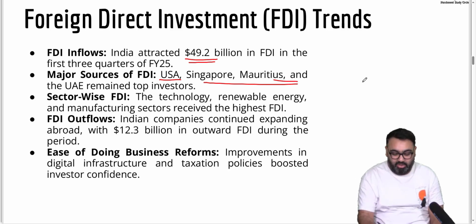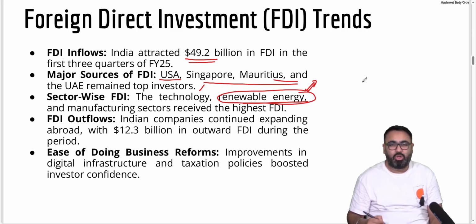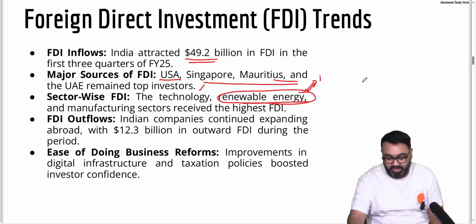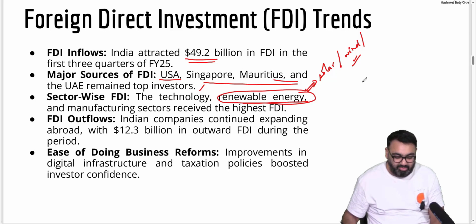Sector-wise, the technology sector got the most FDI, followed by renewable energy, which is again a very good sign. It means the entire world is very hopeful and optimistic about the renewable energy sector in India. That includes solar, that includes wind. All these things are a good way forward.